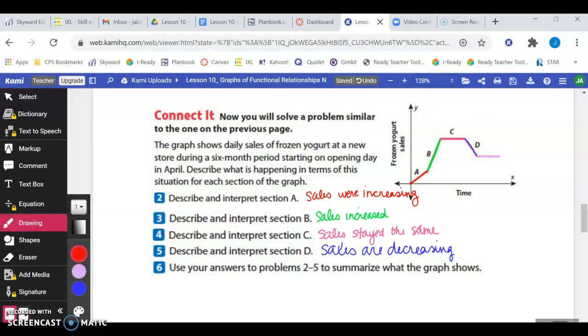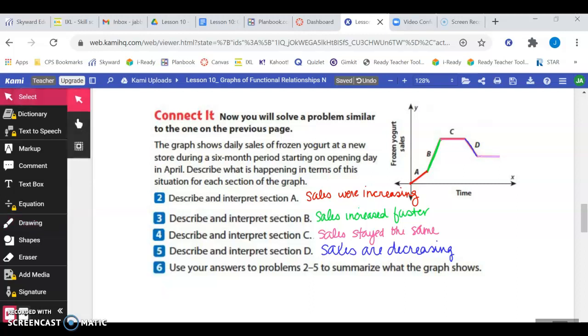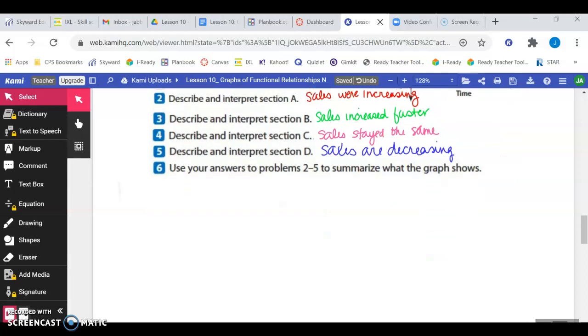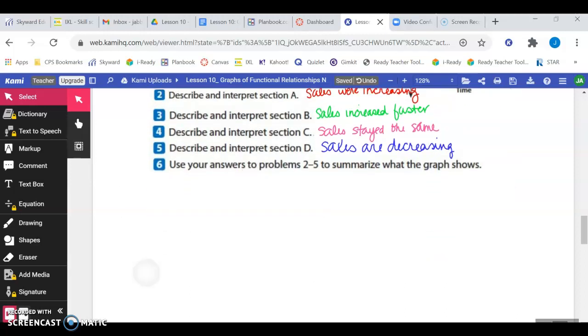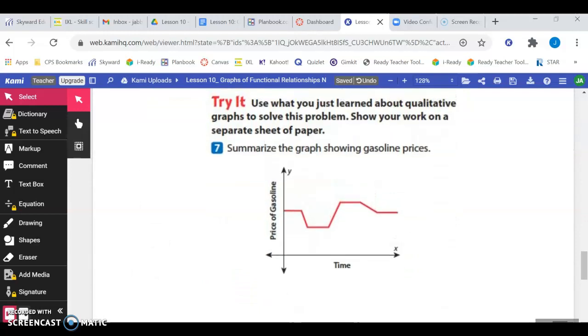In the green part, they were still increasing, but they increased faster. And then part C, they stayed the same for a little while, and then part D, they decreased. So we're looking for those vocab words that indicate what was actually happening there when you write out piece by piece.